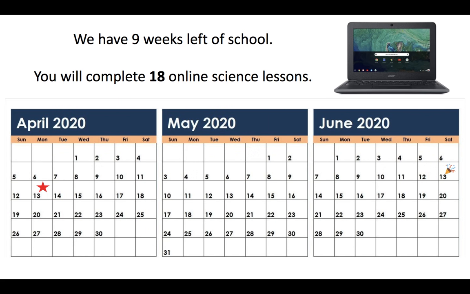We only have 9 weeks left of school. So with 2 lessons a week for 9 weeks, that's 18 online science lessons for April, May, and June. And our last day of school is June 12th.